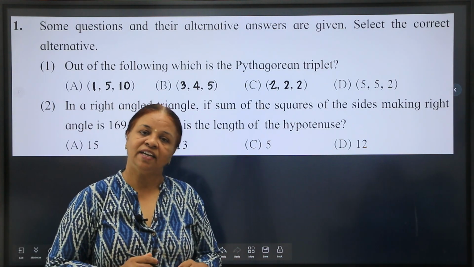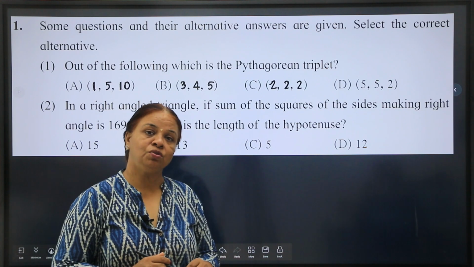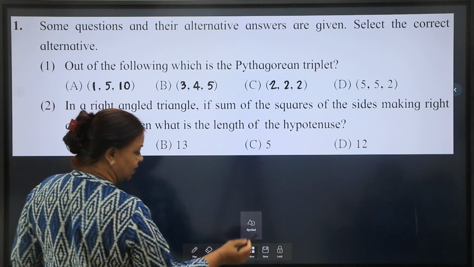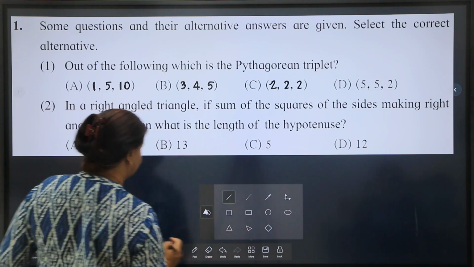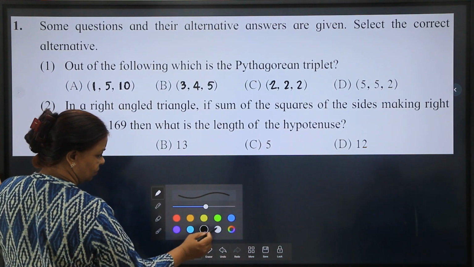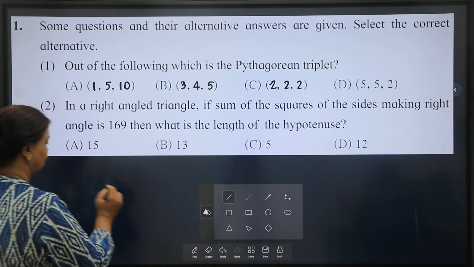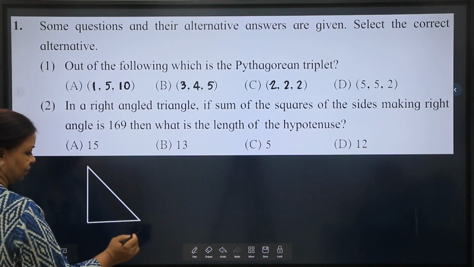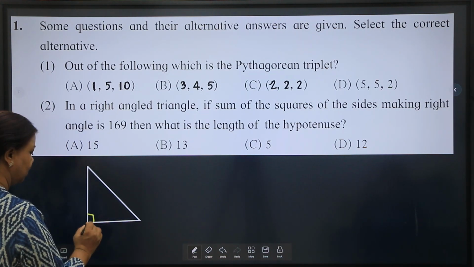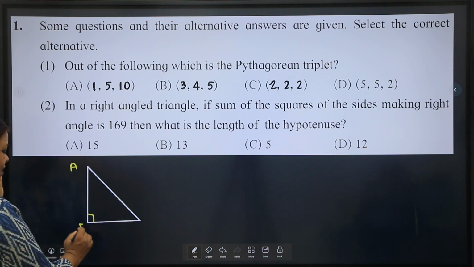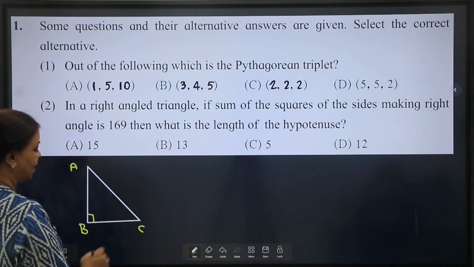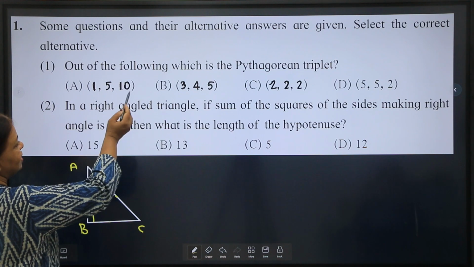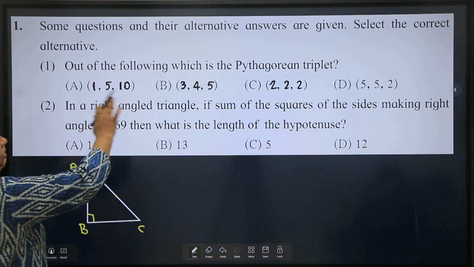In a right angle triangle, the hypotenuse will be larger than the other two sides of the triangle. For example, if I draw a triangle, suppose I am drawing this triangle and it is a right angle triangle, triangle ABC. In this triangle, side AC will be the largest value compared to AB and BC. So here three sides are given, and four options are given: A, B, C, D.